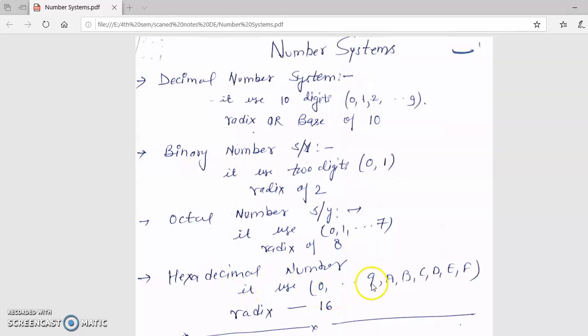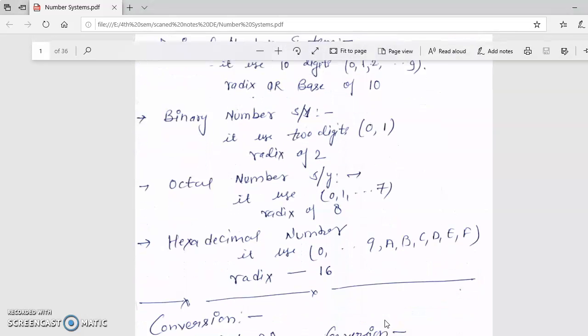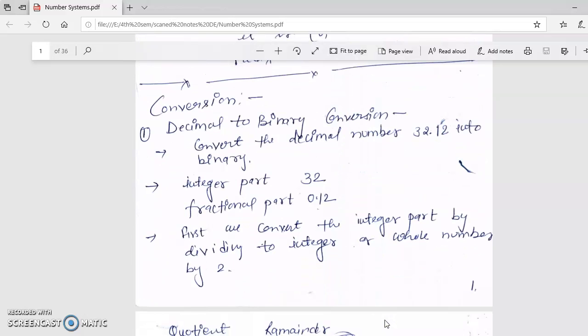It uses 0 to 9, and after 9, from 10 onward, it is represented by alphabets, that is A, B, C, D, E, F. That is 0 to 9, and then 10, 11, 12, 13, 14 and 15, with a radix of 16. Okay. Next, conversion. One number is converted into another number. First one, we are doing decimal to binary conversion. Any decimal number can be converted into its binary equivalent.